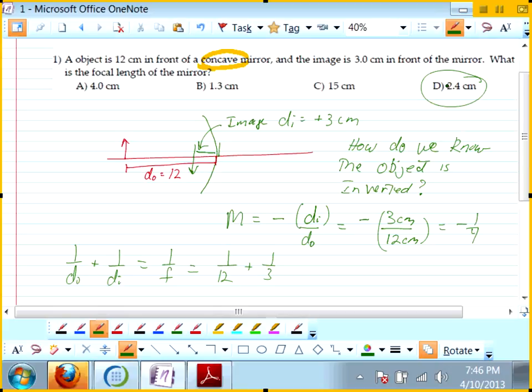Real or virtual? Real. What does real mean? What does it mean to call an image real? If I say I have a real image, what can I do with that? There's actually light rays there. If I put a piece of paper where that image is, it will focus the light rays on that piece of paper, and you'll be able to see it. Whereas if it was a virtual image, the light rays aren't there. It just acts as if the light rays go there.